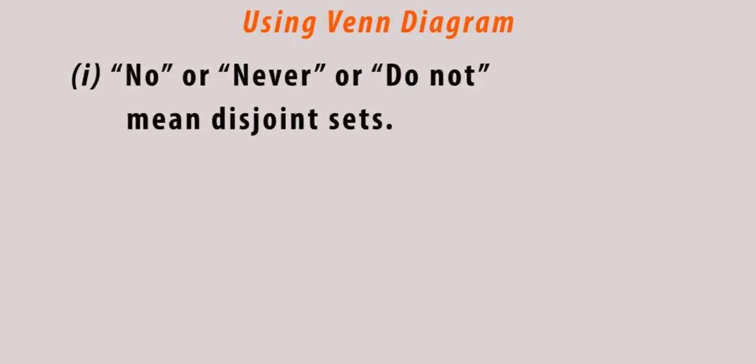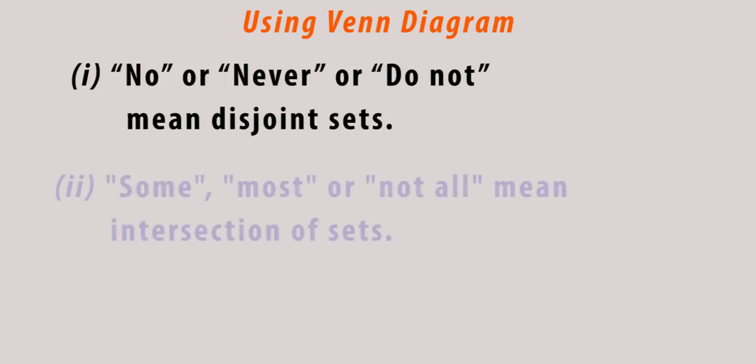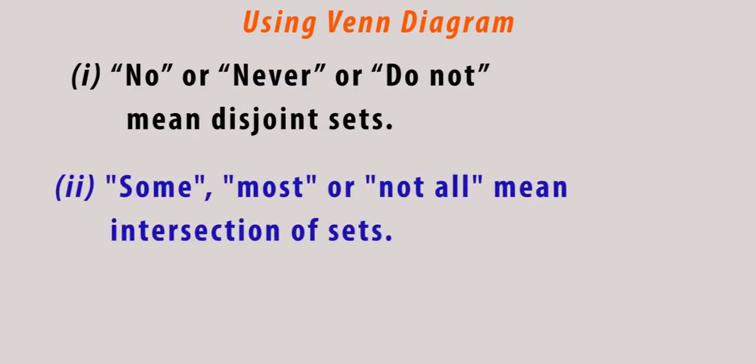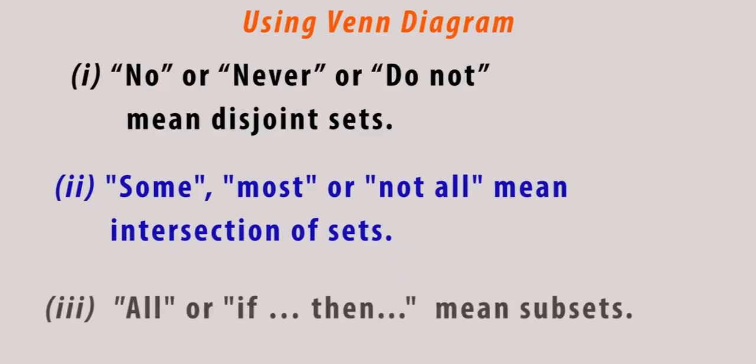If the statement has the word no, or never, or do not, it will mean disjoint sets. Words like some, most, not all would mean intersection of sets. And then, all, if so then so, will mean subsets.